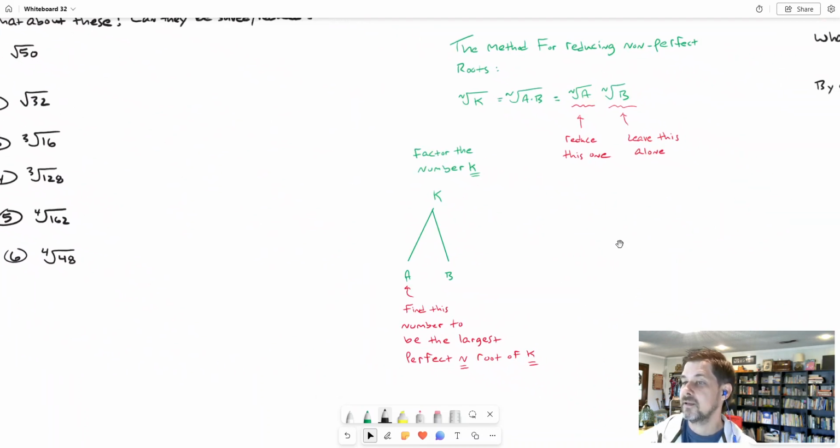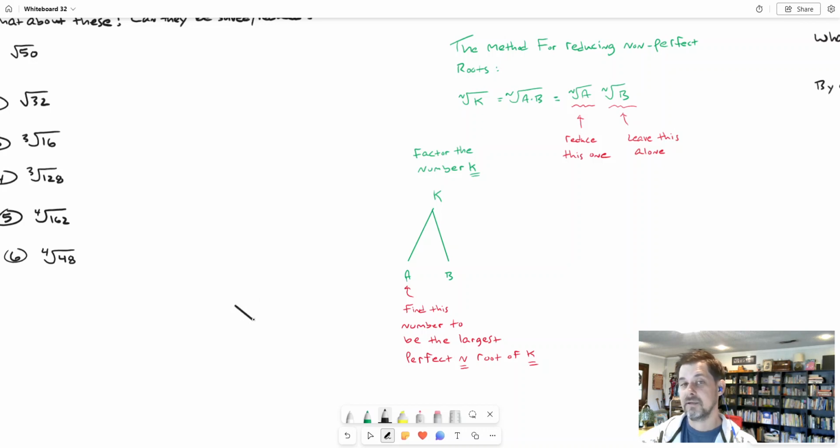And then there's this property of roots where we're allowed to split those apart and work each of them individually. This first one, because it is chosen to be perfect, will reduce. So we reduce that one. This other one won't be, and we'll just have to leave it alone. Okay. All right. Now that's an outline of the method.